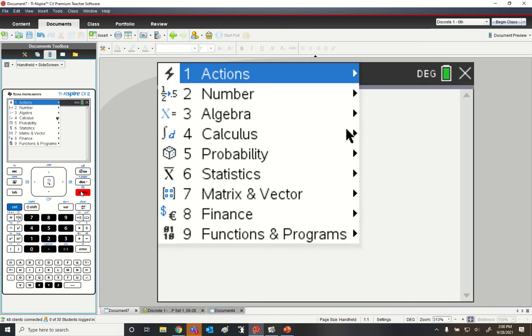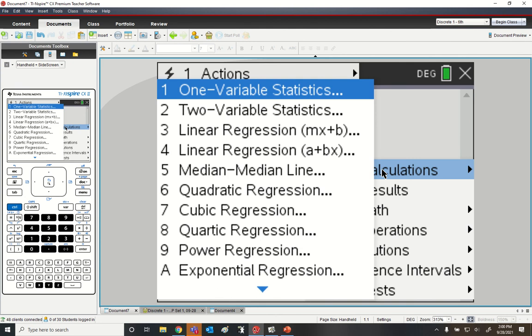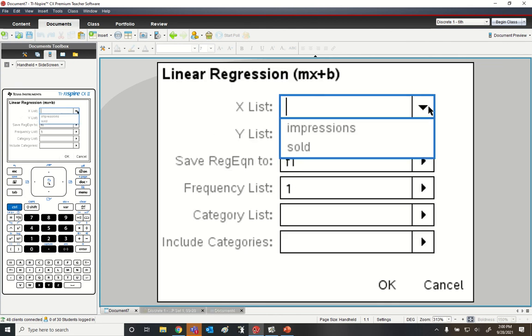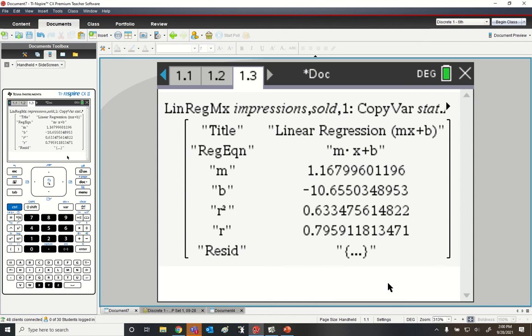So menu, statistics, stat calculations, and start with linear. Label my impressions and my sold. Look at my R value here. My R value is about 80%, right? Yeah. Is that a good R value? Yes. And then if we're looking at the quadratic, we're going to have to compare it to the 0.63. But we're looking here first.